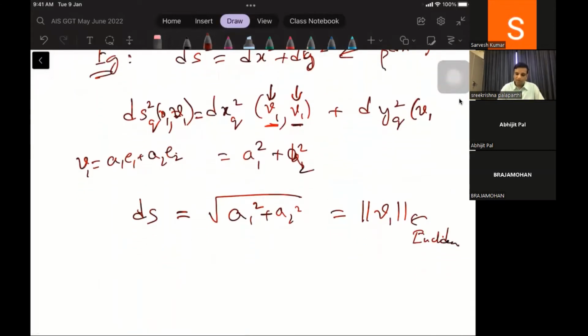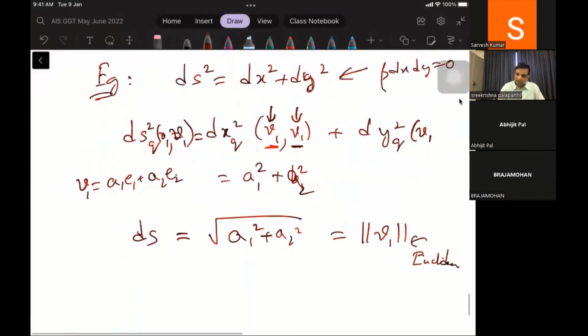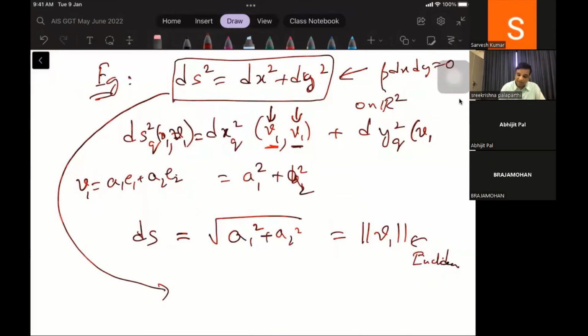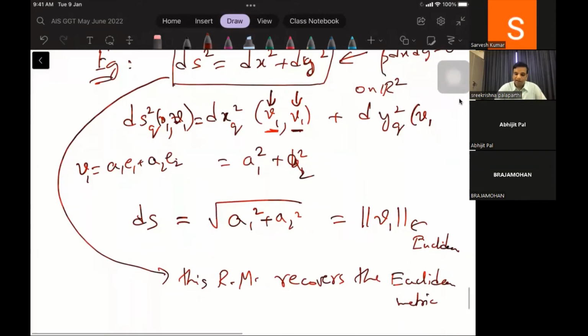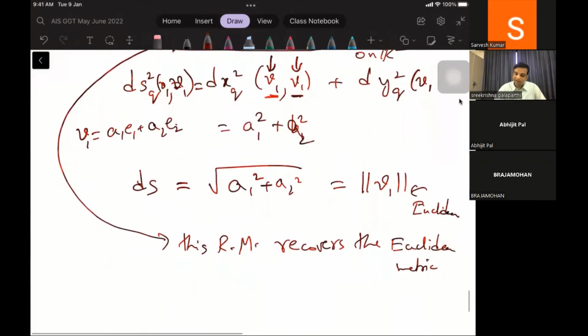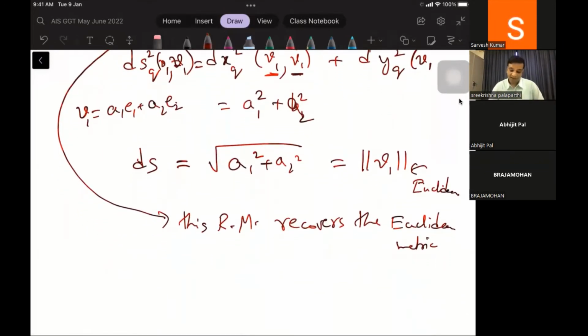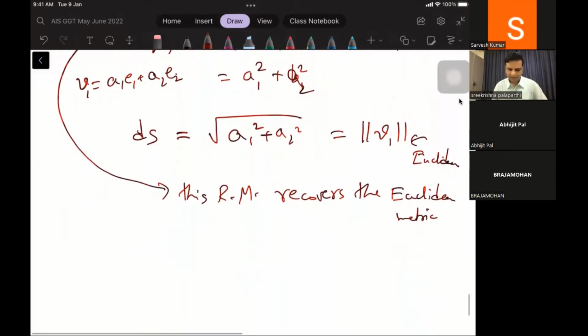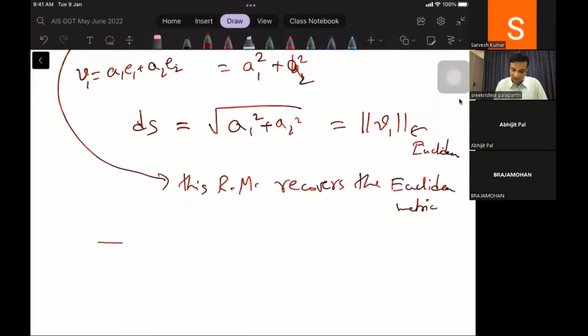The Euclidean norm of the vector v1. So you can actually check that this particular Riemannian metric on R2 recovers the Euclidean metric. Even the cos theta formula that I gave earlier, you can carefully check that it tallies with the angles given by the usual Euclidean angle. Okay, so that's one example.